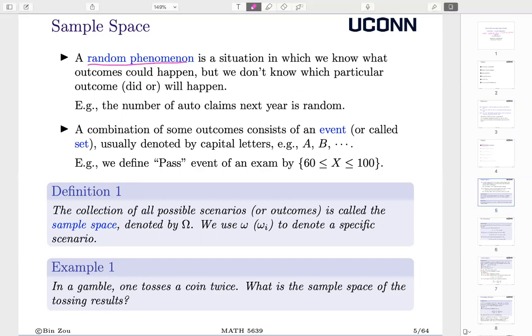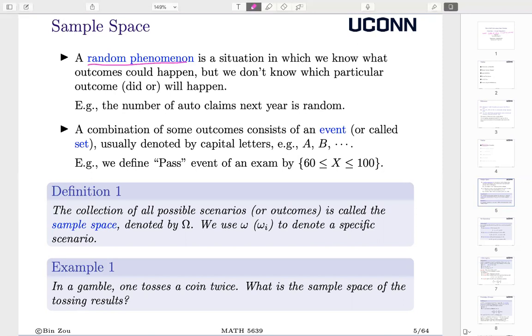Of course, sometimes we also consider a constant case as a trivial random case. For example, say today is Tuesday. You know exactly tomorrow will be Wednesday, right? So there is no randomness in that. But sometimes we also treat this as a trivial example. In this case, we know exactly what will happen.